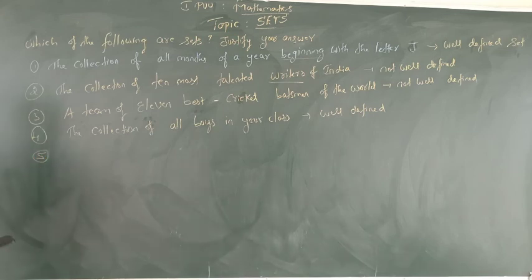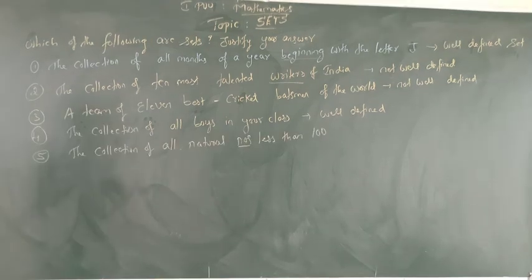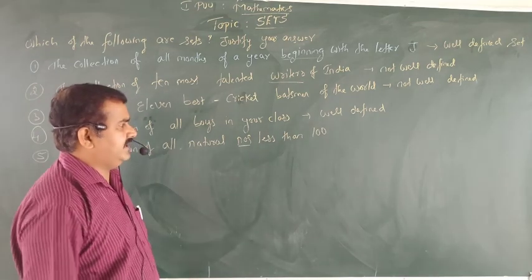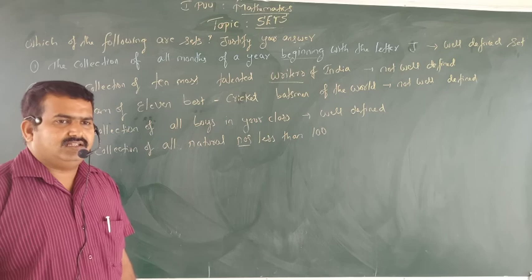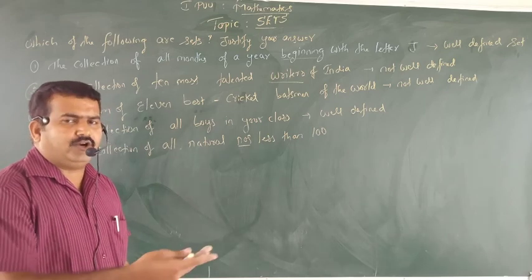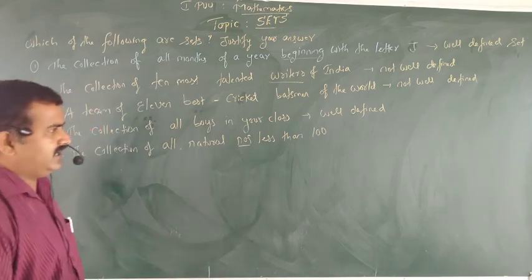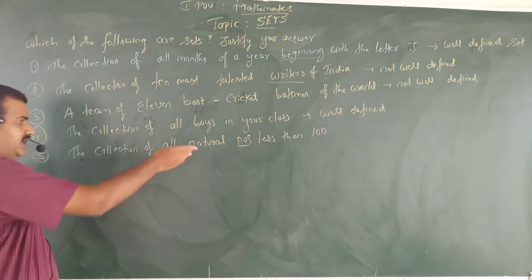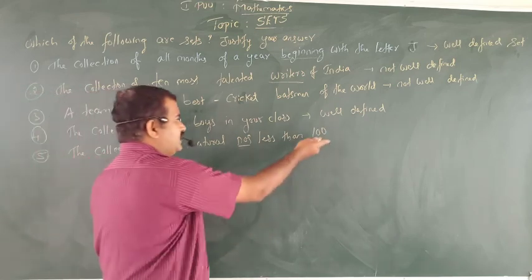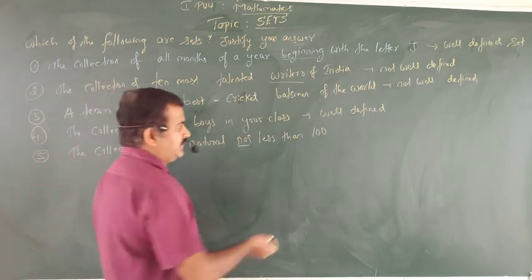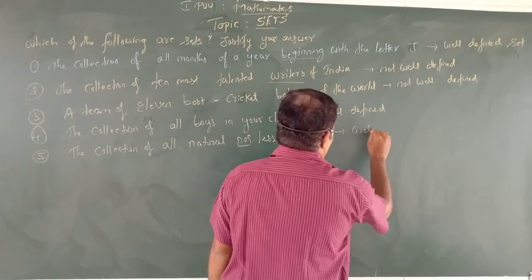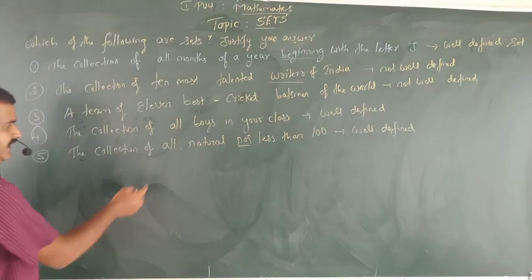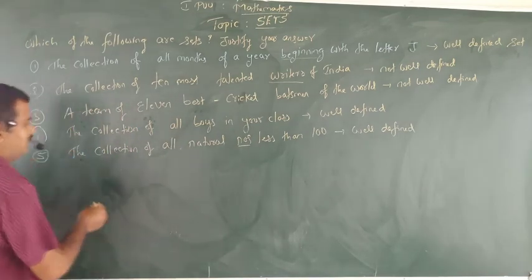Let me go for the fifth one. The collection of all natural numbers less than 100. You can easily identify the natural numbers beginning with 1, less than 100 means up to 99. One can easily find the collection of natural numbers, and he has given the condition less than 100. So the condition applies here. It is a well defined set.